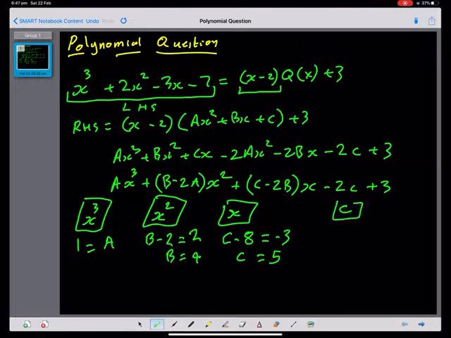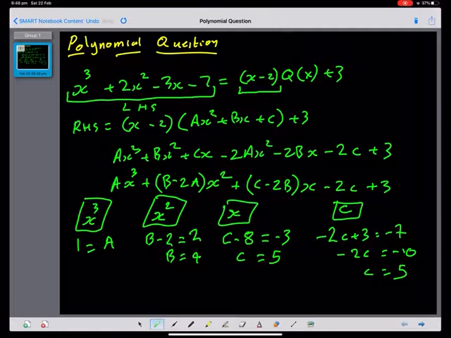And then let's have a look at the constant coefficients. We have negative 2c plus 3 is equal to negative 7. Well, here we get negative 2c is negative 10, and then c is equal to 5. Okay, we didn't need to find all the coefficients. We only needed to find a, b, and c.